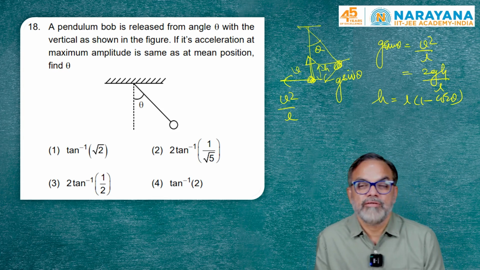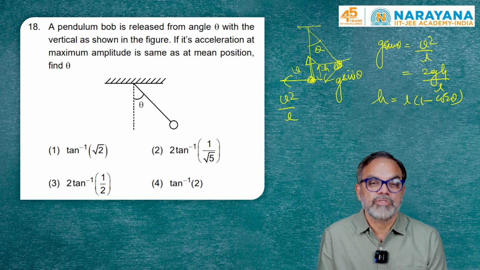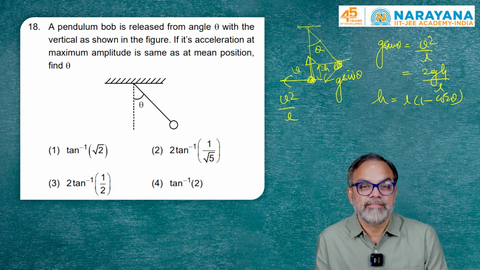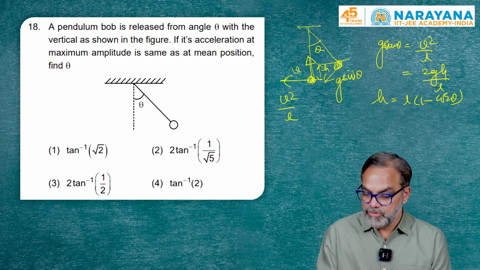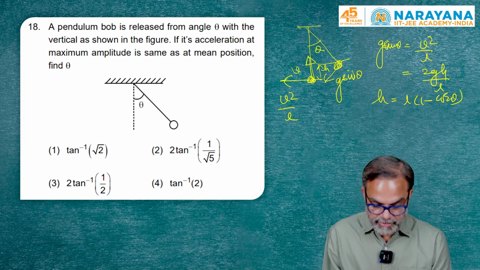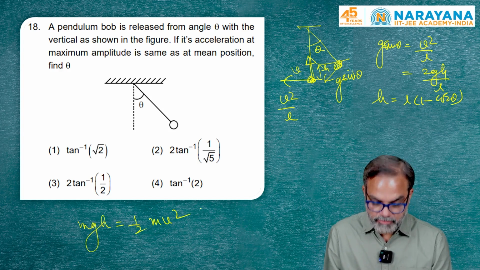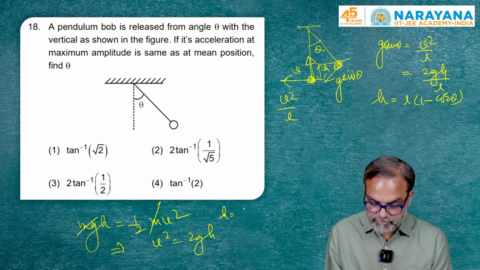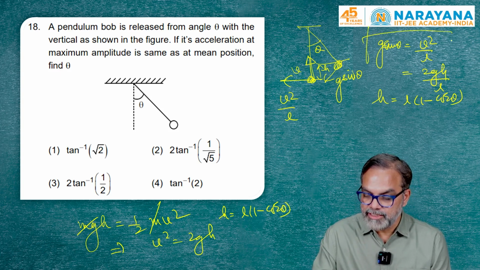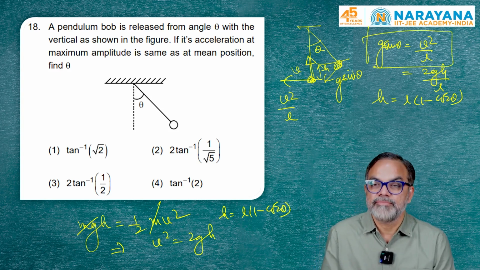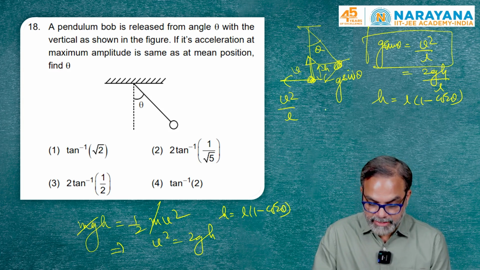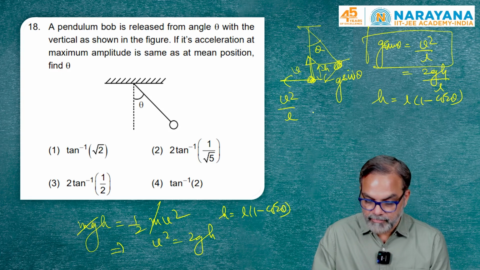When you release the pendulum from the extreme position, by the time it comes to mean position, loss of potential energy will be converted into kinetic energy. So from there we can write a very simple relationship: mgh will be equal to half mv square, right? So v square will be equal to 2gh, and this h will be L(1 minus cos theta). When we make substitution in this expression, we get the second option.